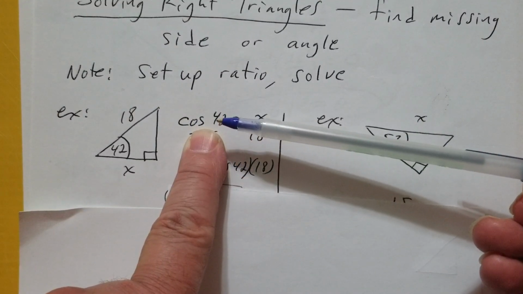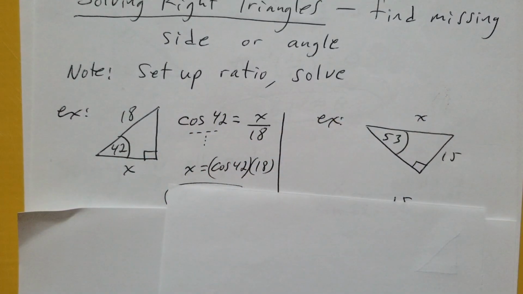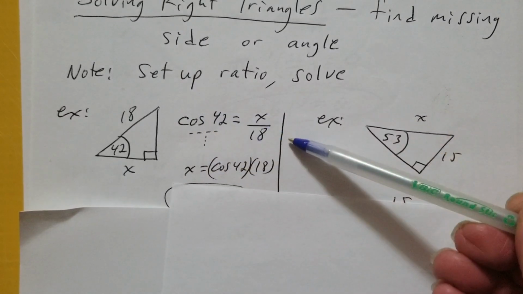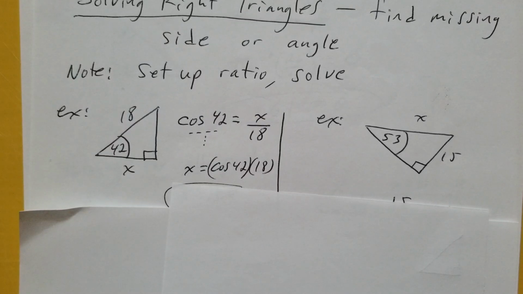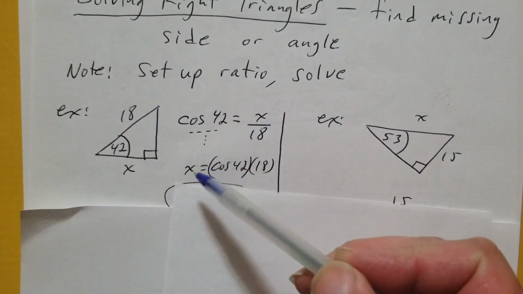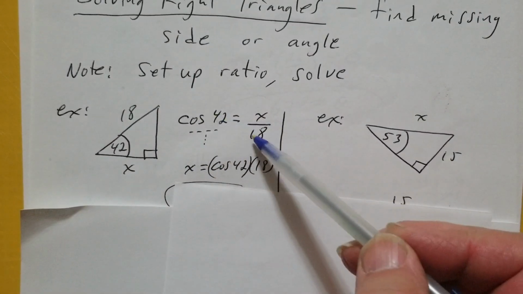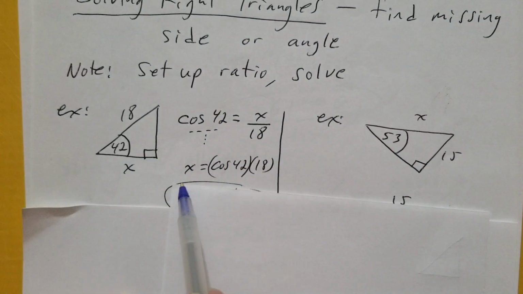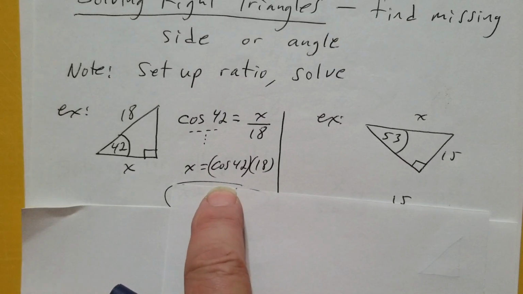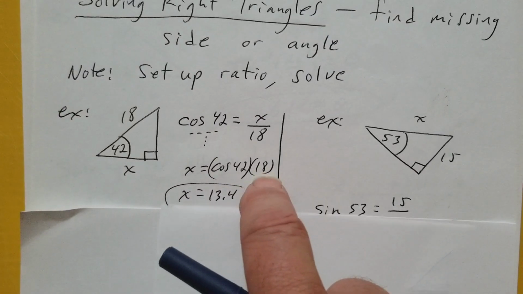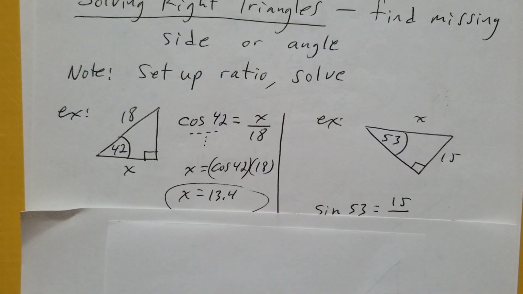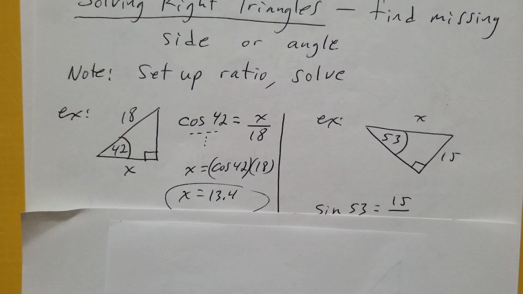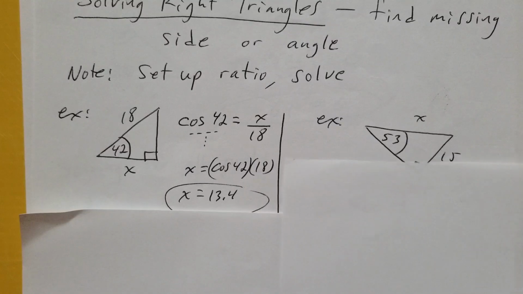How do you solve this? Well, I suggest you treat it like a proportion. If you put a 1 underneath here, then look, cross multiply and you have a proportion. So 1 times x is x. Cosine 42 times 18 is whatever the calculator says. That's what x is. X is cosine 42 times 18. It comes out to 13.4. Done. X, the side we're looking for, is 13.4. All right?